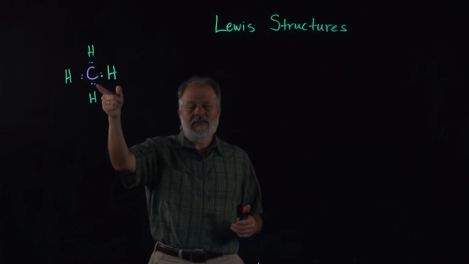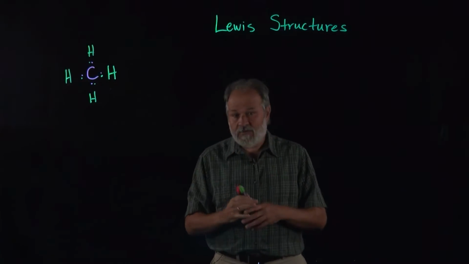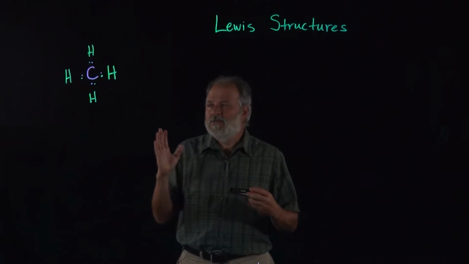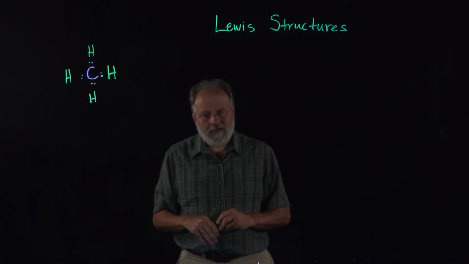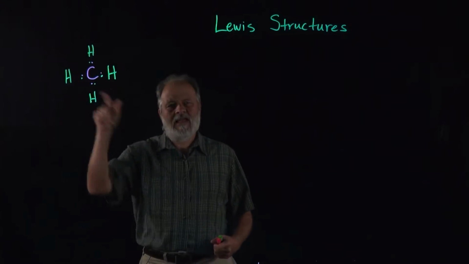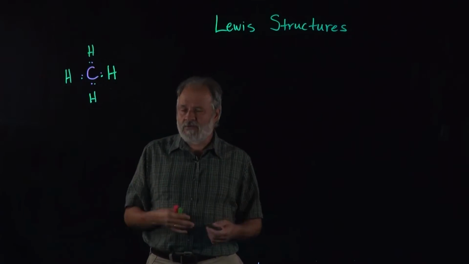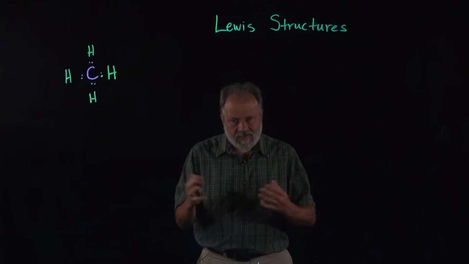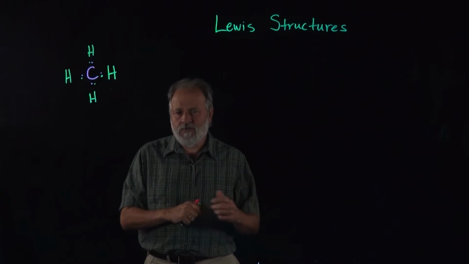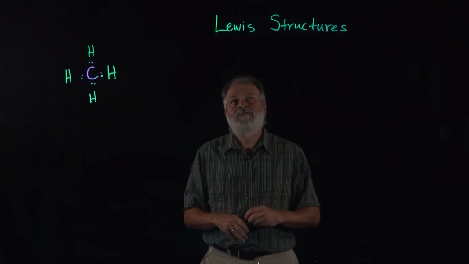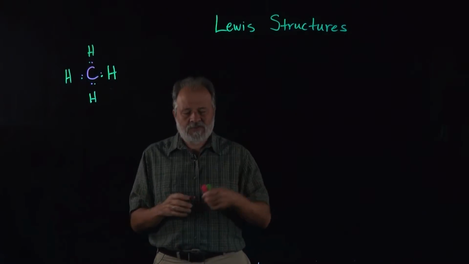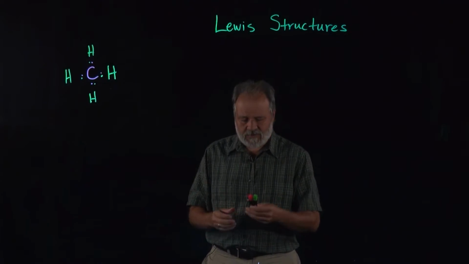So hydrogen thinks it has 2 electrons, just like helium, the noble gas, and that's true for all the hydrogens, and carbon thinks it has 8 electrons. So drawing a structure with 8 electrons around all the nonmetal atoms, besides hydrogen, which needs 2, is called the octet rule. Okay, and so Lewis structures are sometimes called Lewis dot structures.